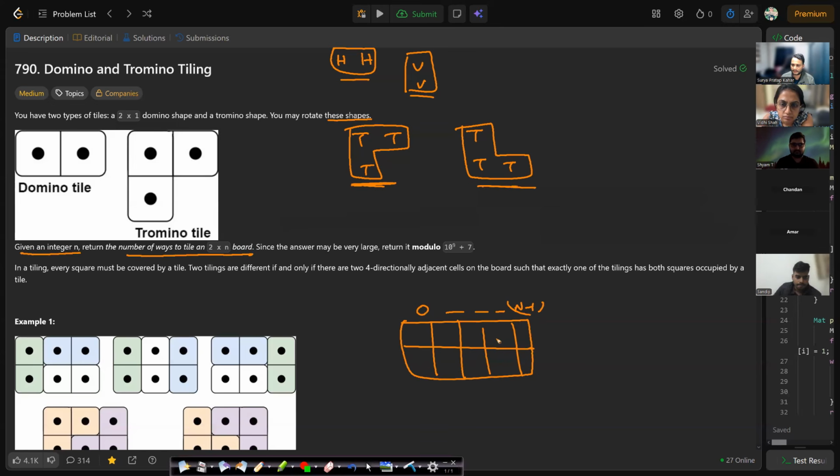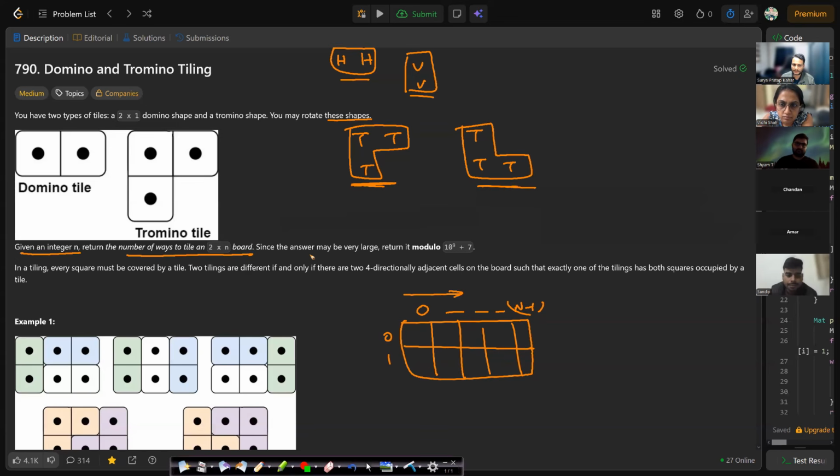You can take n number of columns and 2 rows, and I have to start filling it up. You can fill right to left, you can fill left to right, but I will be doing left to right. Okay, so that's my assumption.